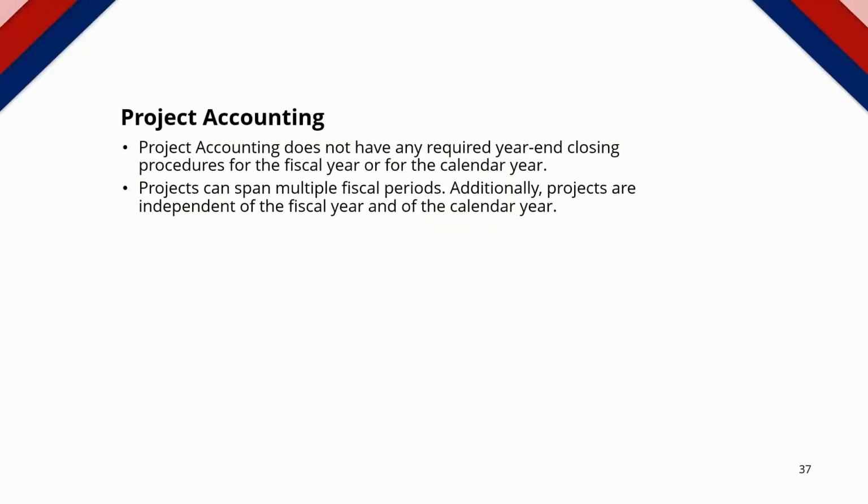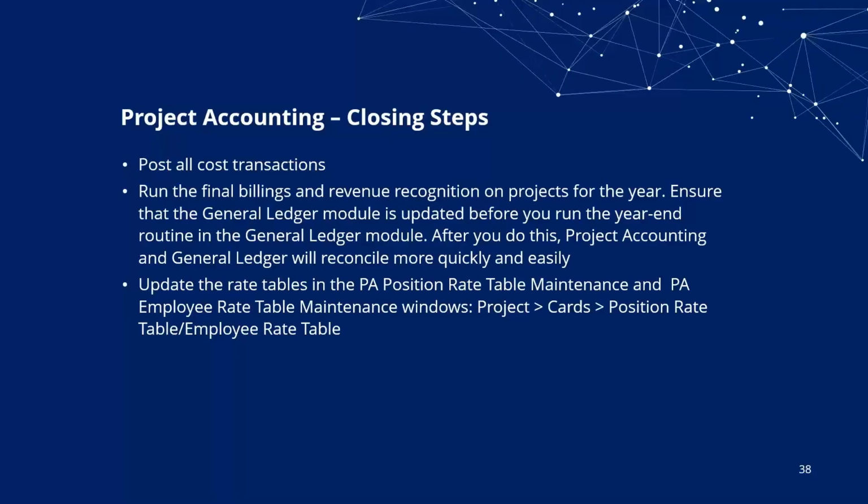Project accounting does not have a required year-end close for the fiscal or calendar year. Projects can span multiple fiscal periods, and projects are independent of the fiscal year-end and calendar year-end. So the closing steps for project accounting are to post all cost transactions, run the final billings and revenue recognition on projects for the year, and ensure that the general ledger module is updated before you run the year-end routine on the general ledger module.